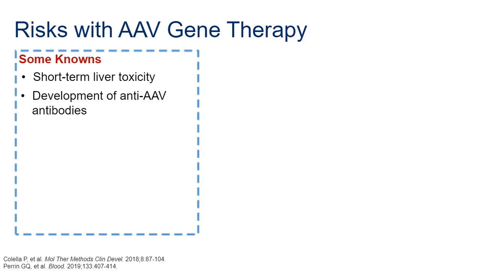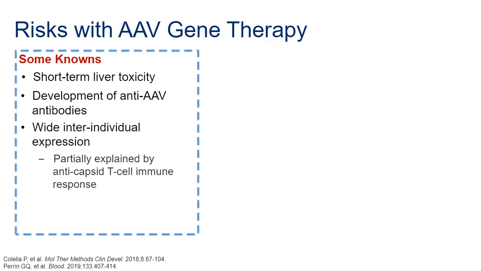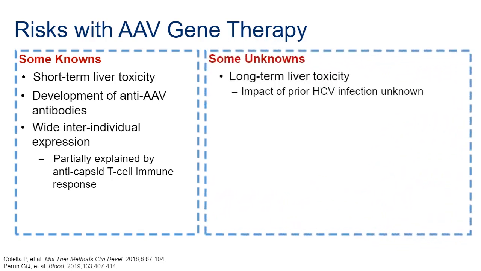And we also know that there generally has been a wide inter-individual variability in expression, which is partially explained by the anti-capsid T-cell immune response. But we've seen patients who are losing response or have a decreased response who don't have evidence of this. There are different theories as to why that may be, but I think at this point we really don't understand it. So there are also unknowns. We don't know if there will be long-term liver toxicity. We don't have evidence of that now, but it's something that's going to be very important to follow up.